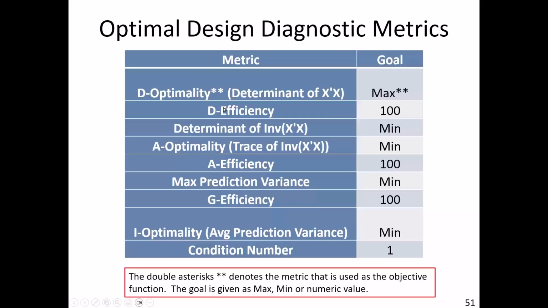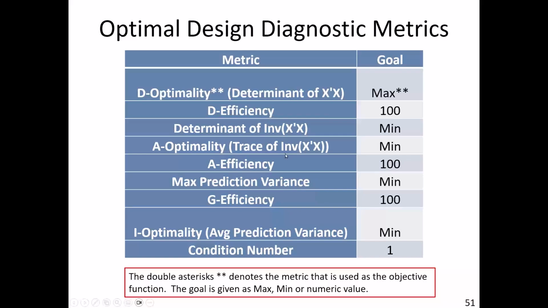Okay, so now we can look at optimal design diagnostic metrics. There's a bunch of them, and I'm just going to cover this briefly and focus on the most important metrics. So you have D-optimality, which you want to maximize. D-efficiency, where you would like 100 as your goal. The max is 100. The determinant of the inverse X transpose X, you want to minimize that. A-optimality is the trace of the inverse. You want to minimize that. A-efficiency, your goal is 100. Maximum prediction variance, you want to minimize. G-efficiency, you want to maximize.